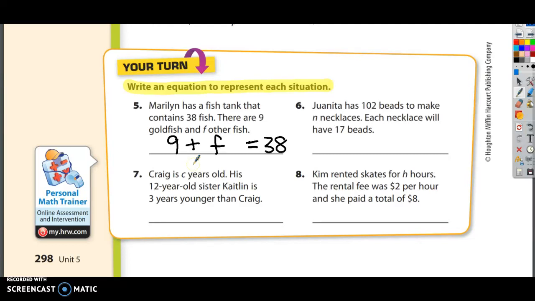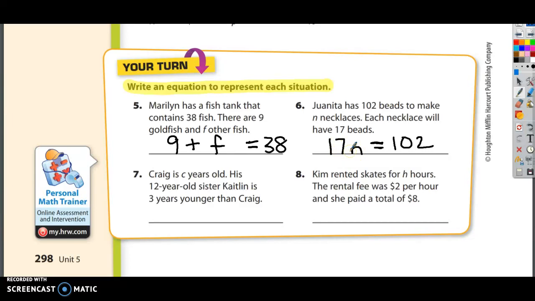All right, we're on number 6. Juanita has 102 beads to make N necklaces. Each necklace will have 17 beads. So what's she going to do here? She's going to put 17 beads on each necklace, and she's going to make N necklaces. That means 17 times N, and she has a total of 102 beads. So this one is 17 times N is equal to 102. Please notice I don't put any X's or anything in between 17 and N. 17 times N is just written as 17N.